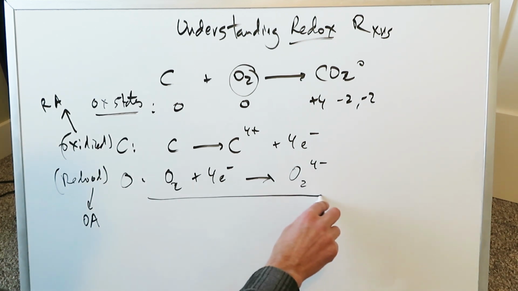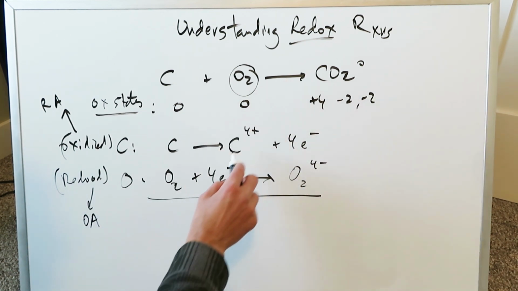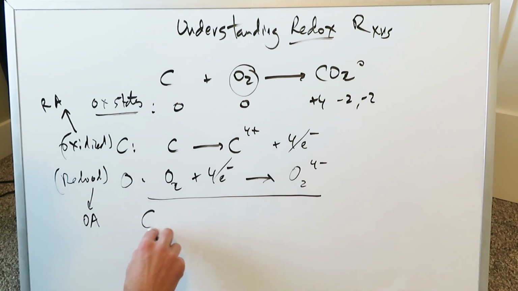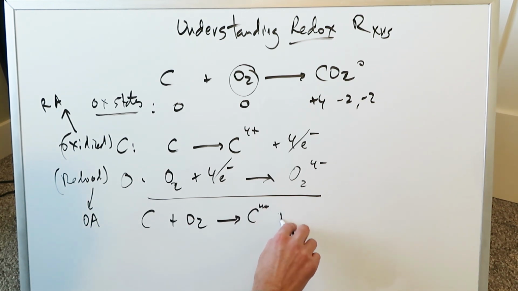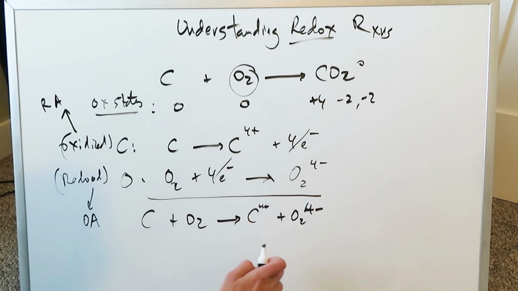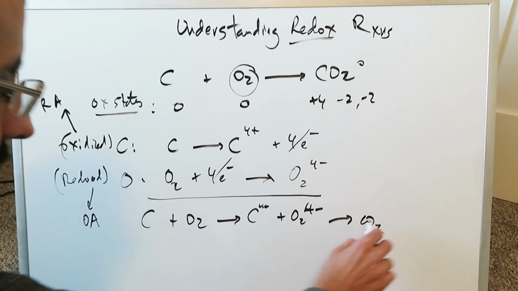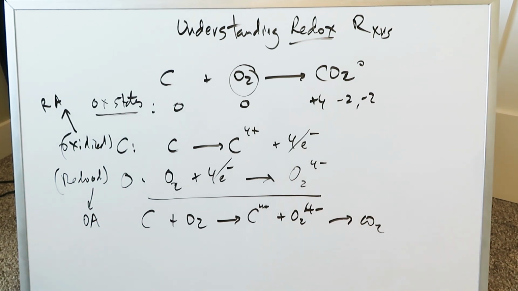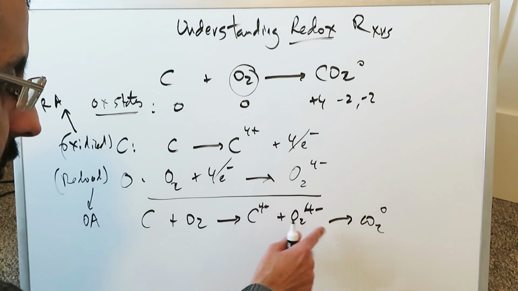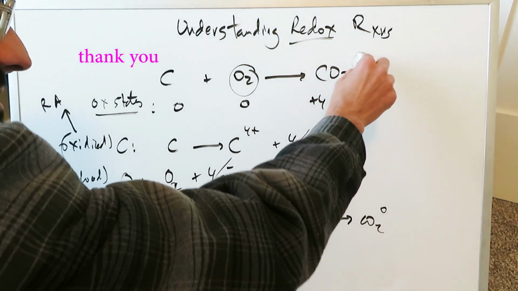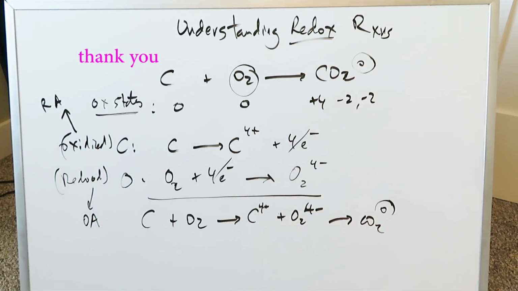You could combine all of this and you should end up with the items cancelling out. You'll have C plus O2, you'll have C4+ plus O2 4-, which together can combine to give you CO2, and that right there would be a confirmation that everything over here is good. It would be a neutral species. Plus 4 and 4 minus would combine and you'll have that neutral species, a neutral compound, as you see over there.